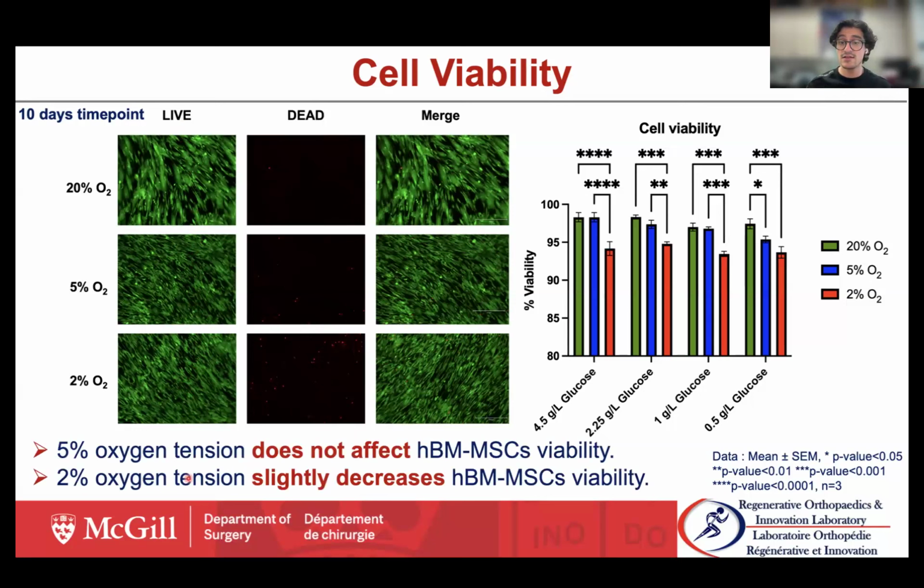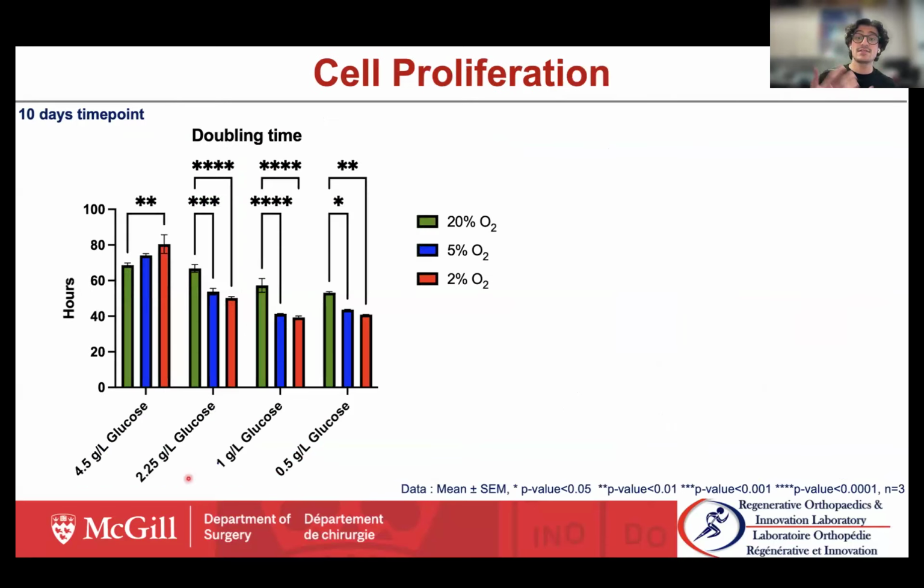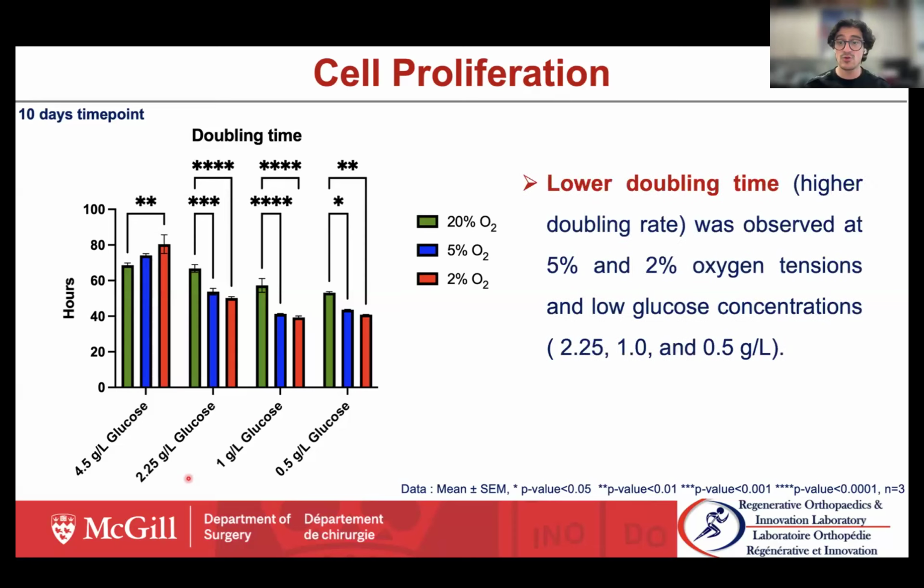However, it's still in the range of 95%. Then we decided to look at whether these cells are not only remaining viable, but still proliferating at this stage after 10 days of incubation under these near physiological oxygen tensions. So we looked at the doubling time of these cells, and what we observed is a lower doubling time under lower glucose and oxygen tensions, meaning that these cells are proliferating more.